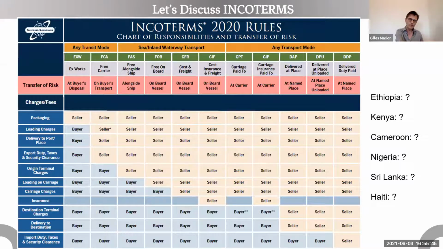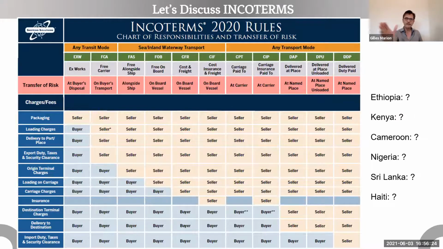So if you look at this blue column on the left, you have all the activities: packaging, loading charges, delivery to the port or to the place, if it's directly to the place, export duty, if it's an international transport. I mean, in that case for Incoterms, it's always for international transport. So export duty, origin terminal charges, loading on carriage charges, insurance, destination terminal, delivery to destination, import duty, taxes, security, and clearance. So you have all the steps which are required for the particular shipment.